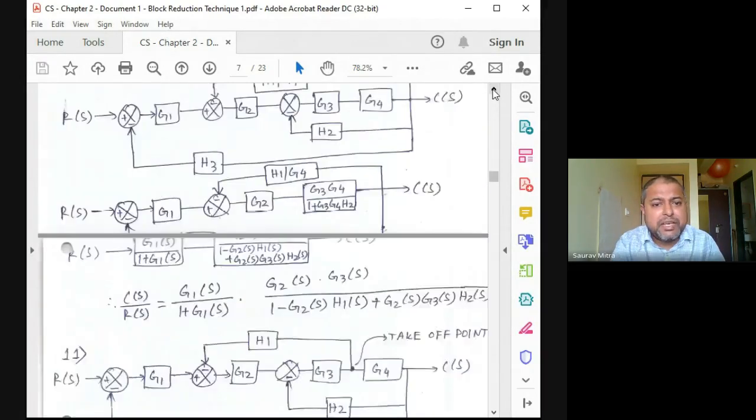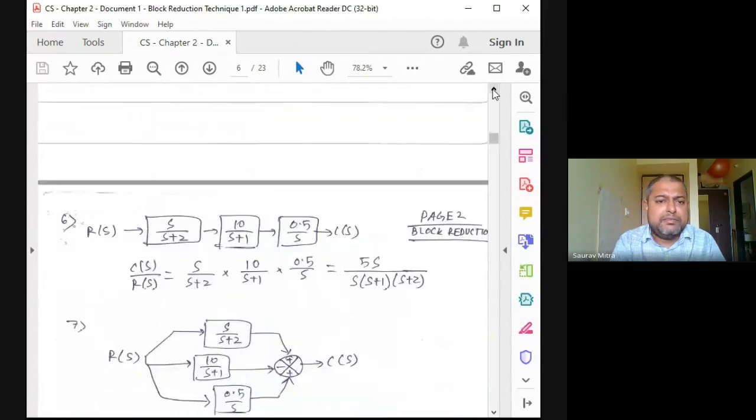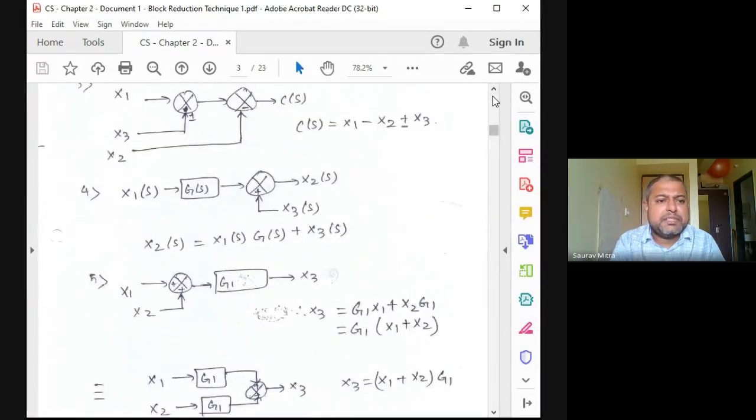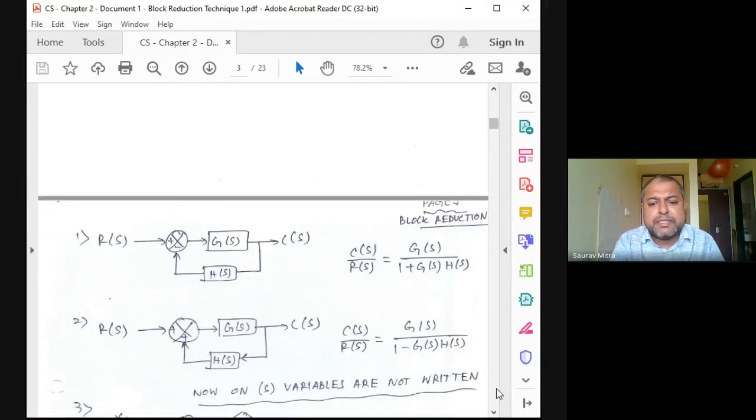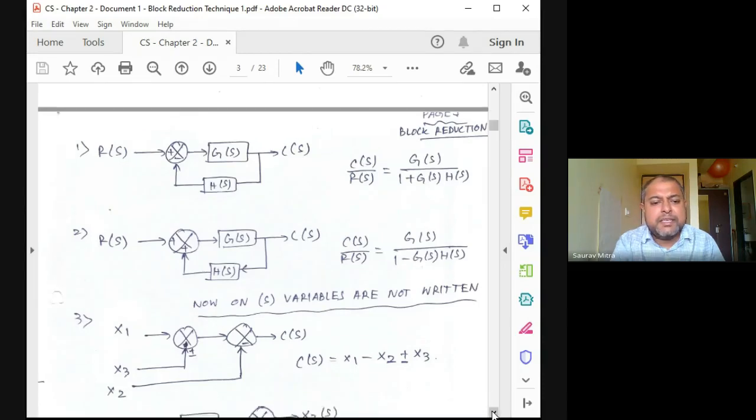So those who might not have seen yesterday's lecture number 10 video, for them let me just give you a recap. These are all the basic block diagram things. So two gains are in parallel. Sorry, this is GS and HS. So this is GS by 1 plus GSHS because of negative feedback. GS and HS positive feedback. So this is 1 minus GSHS.